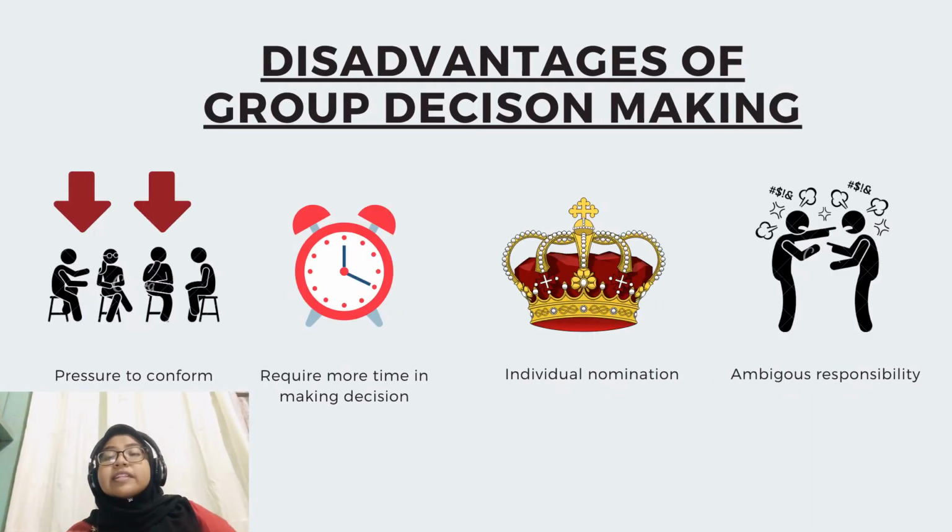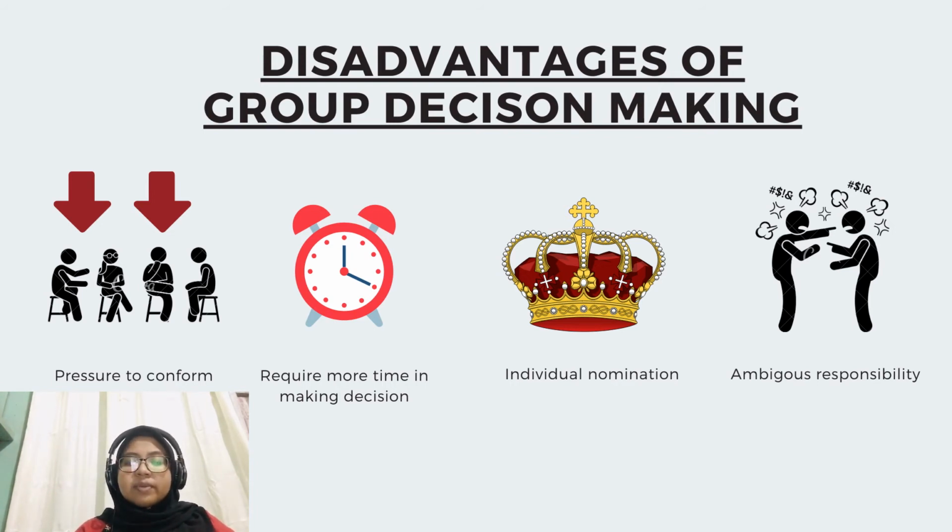As we know, everything has a good side and also a bad side. So the bad side, or the disadvantages of group decision making, can be divided into four. There is a pressure to conform in making decisions. The second one is that group decision making requires more time compared to individual decision making. There will also be individual nomination.